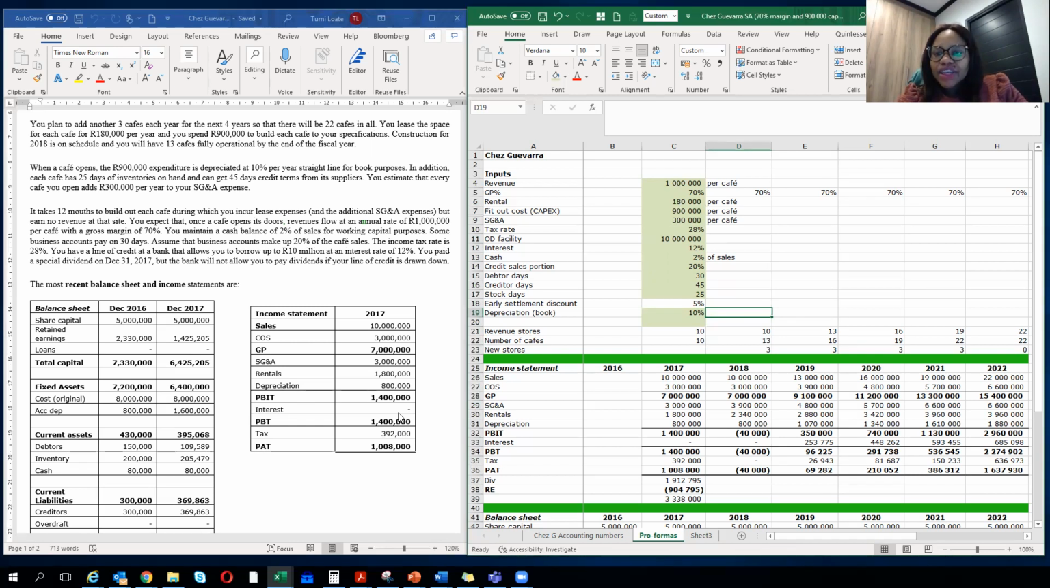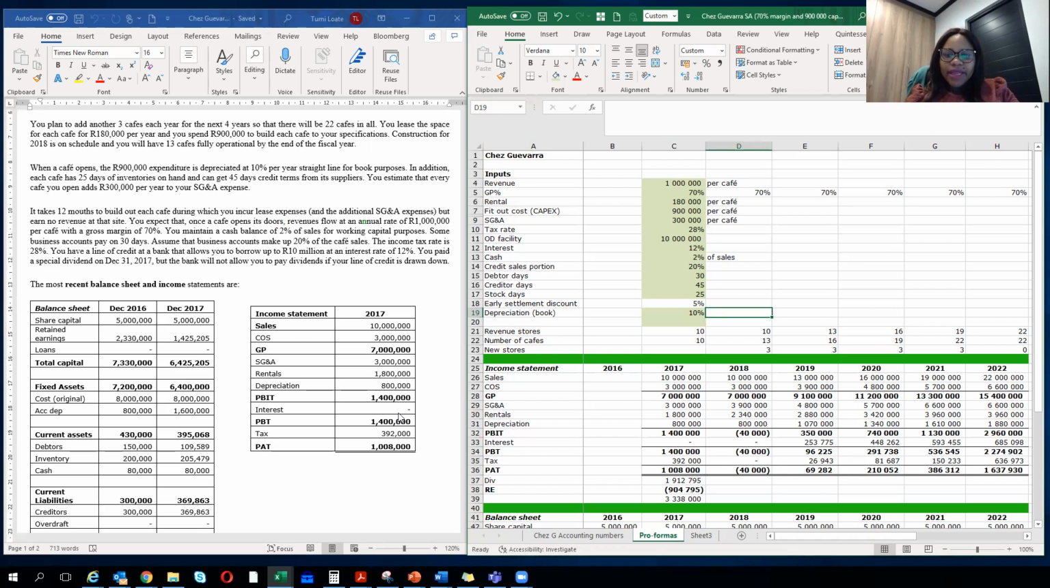We're also going to be taking into account your gross profit margin, which is at 70%. You're going to be taking into account your selling, general, and administrative expenses of 300,000 per cafe. And then we've got our depreciation that needs to come through. Remember that the fit out cost or your capex that you're spending per cafe is 900,000. That then needs to start getting depreciated over time, which then will be factored into your income statement.